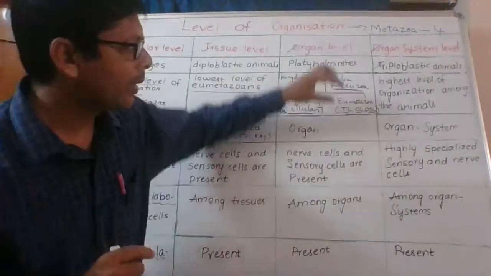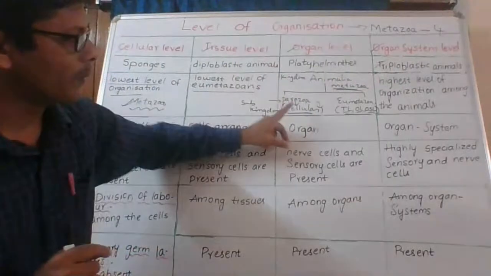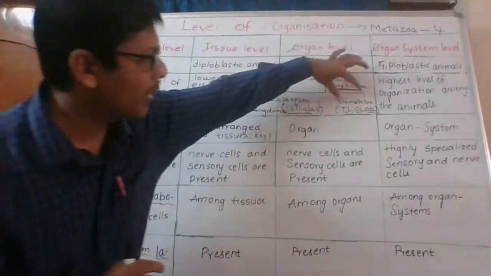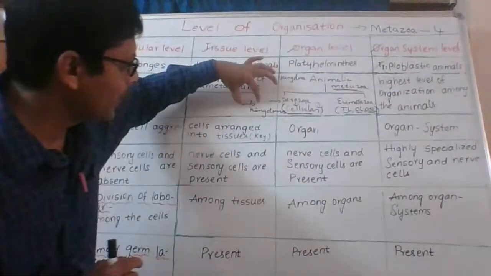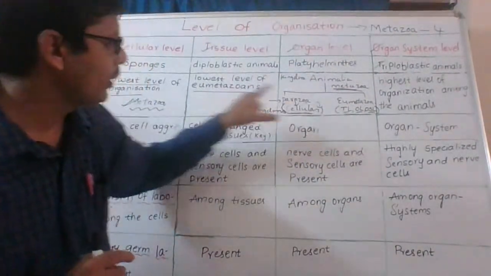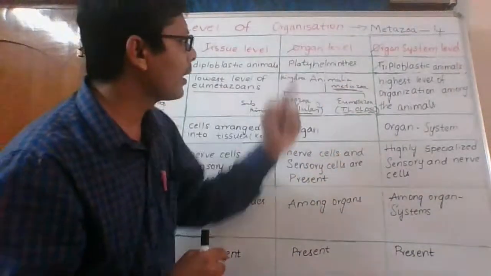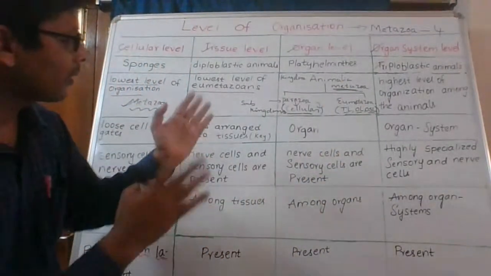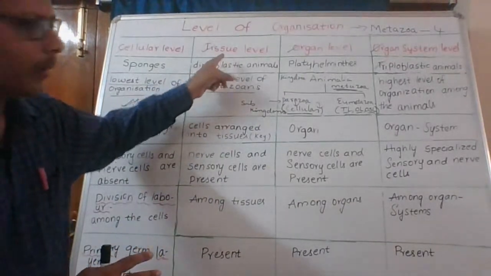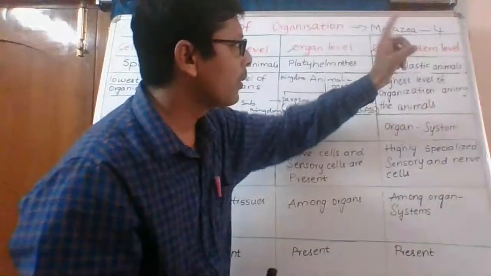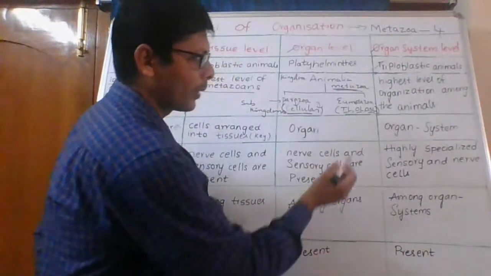Eumetazoa. If I take the kingdom Metazoa, cellular level is the lowest, and tissue level comes after it. If I take only the subkingdom Eumetazoa, then this is the lowest level of organization. Next one, organ level of organization is higher than tissue level of organization. Let's come to the organ system level of organization.